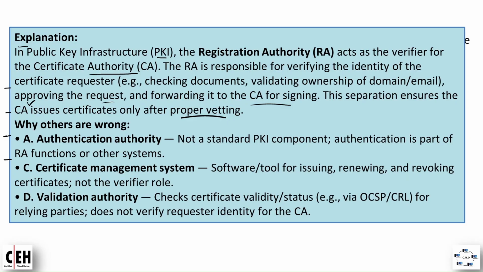So why are the other options wrong? Authentication authority is not a standard PKI component. Authentication is part of the registration authority functions or other systems. Certificate management system is a software tool for issuing, renewing, and revoking certificates, not the verifier role. And validation authority checks certificate validity status, for example, via OCSP or CRL for relying parties, and does not verify requester identity for the CA.